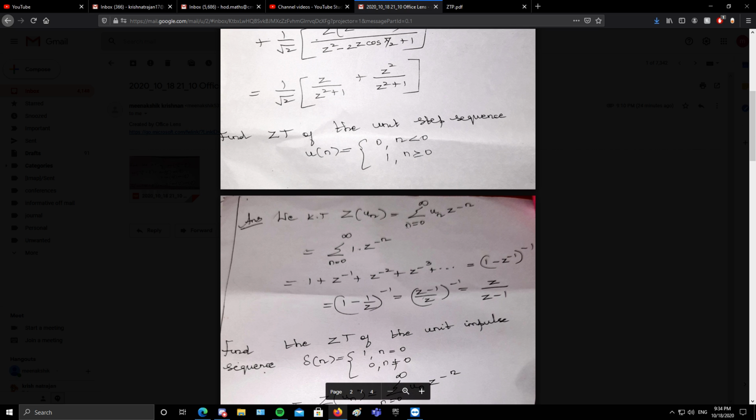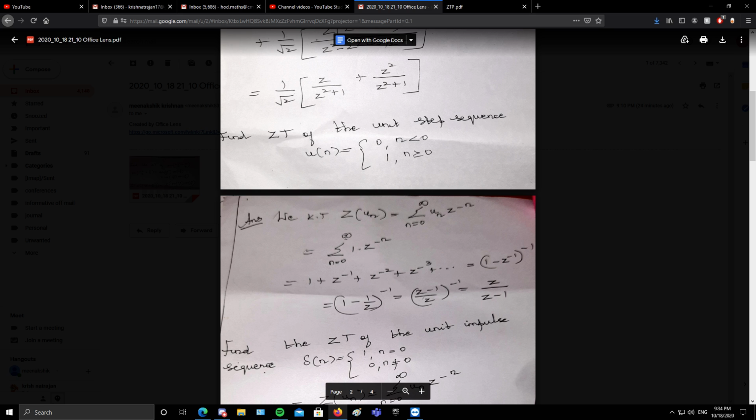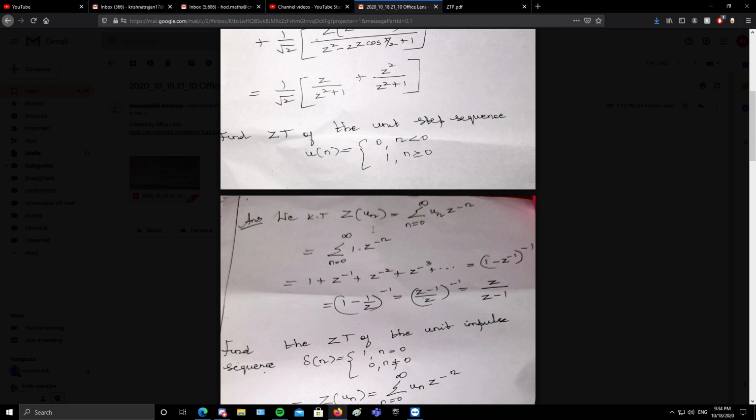So what is the definition? It is not a standard function. What is the definition of Z transform? Z of u n is summation u n z to the power minus n, where u of n is 1 when n is greater than or equal to 0. That means n varies from 0 to infinity. So summation n equals 0 to infinity, 1 into z to the power minus n. Expand the summation: 1 plus z inverse plus z to the power minus 2 plus z to the power minus 3 plus etc.